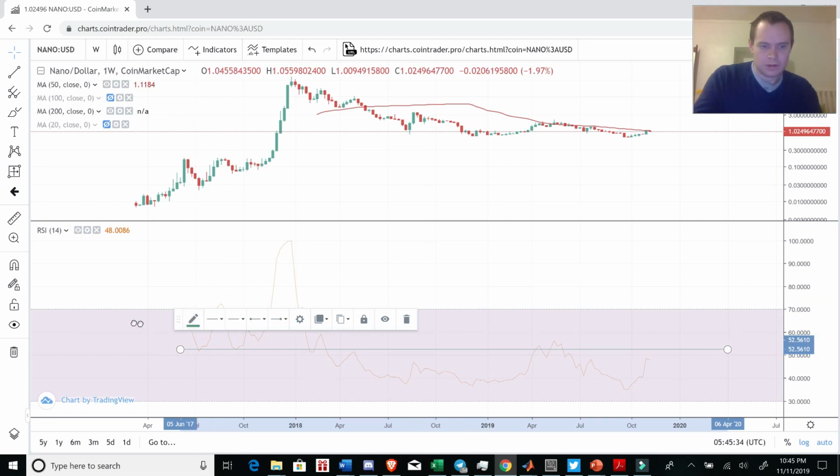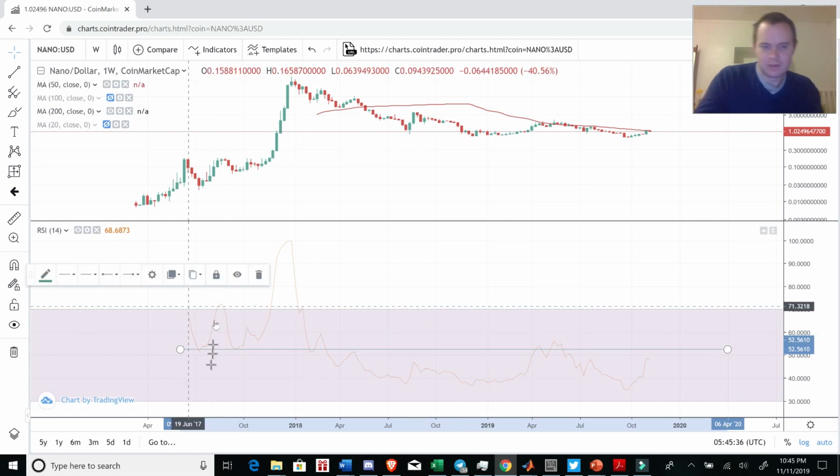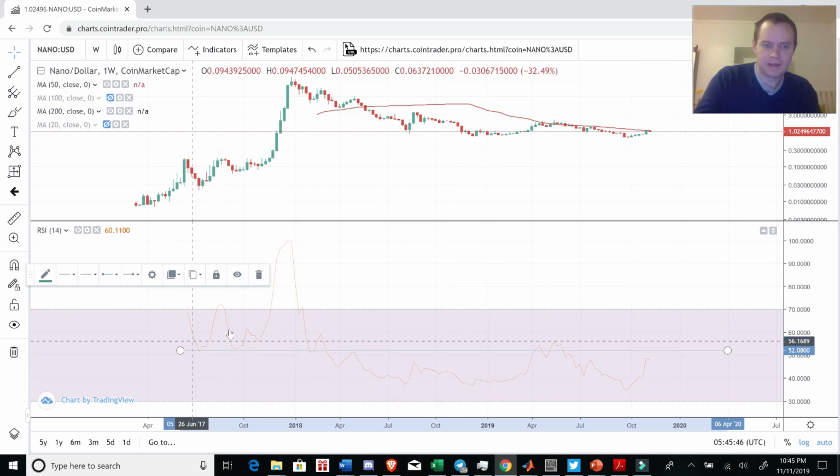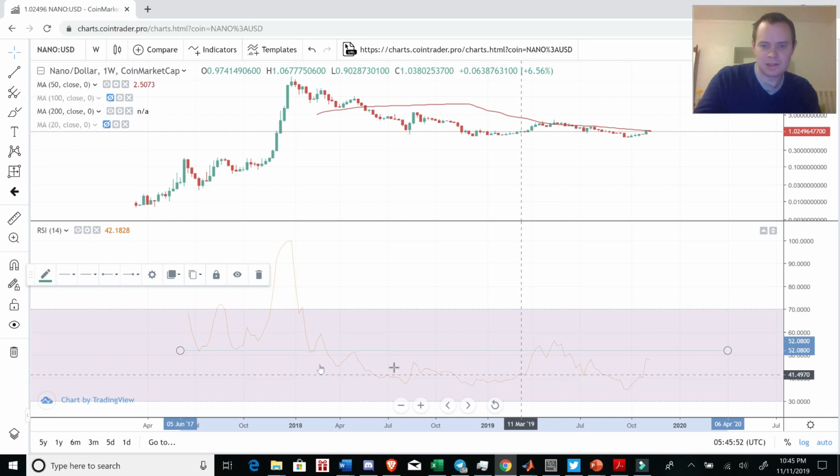Okay, if we just draw this line, you can see that we more or less held this region as support. Let's see if I can line this up. So it's around an RSI of 50. We held it as support during a strong bull market, and it's the same level that we more or less hold as resistance during a bear market.